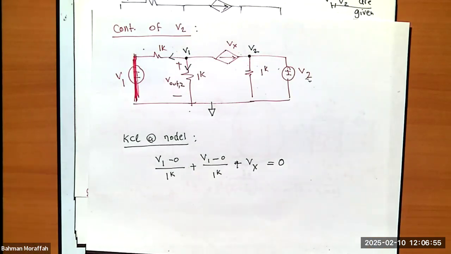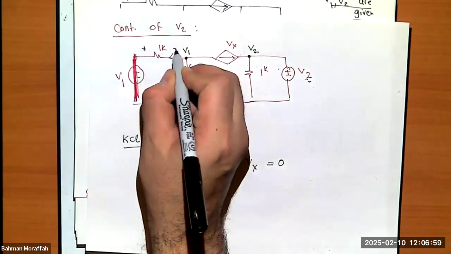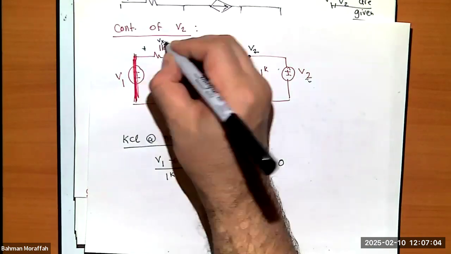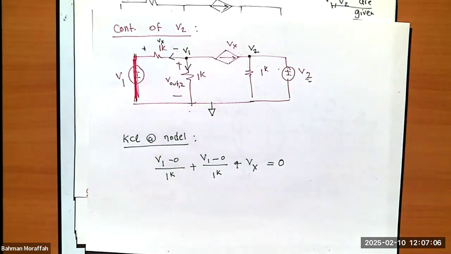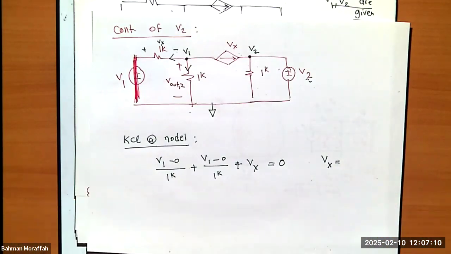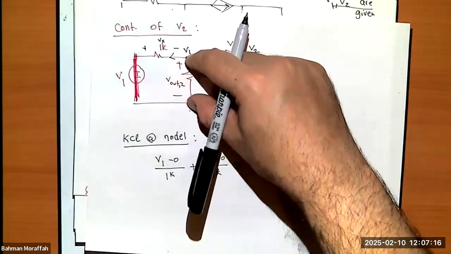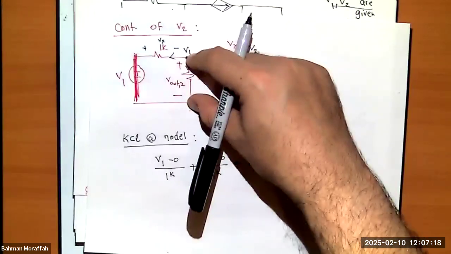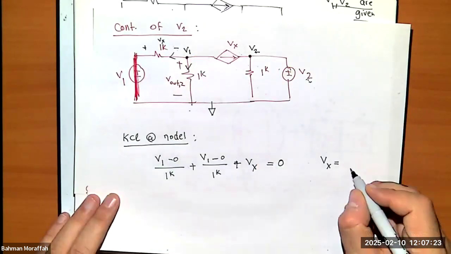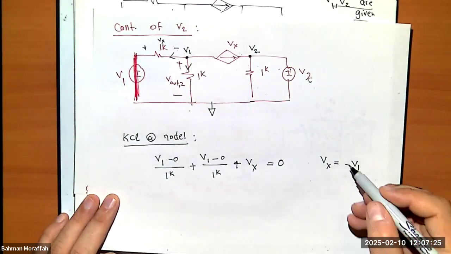Right? But what is Vx? This is Vx. What is Vx? Do you agree Vx is negative V1? Voltage from here to here is V1. This is positive, negative. So it's negative V1. So I can plug it in here.